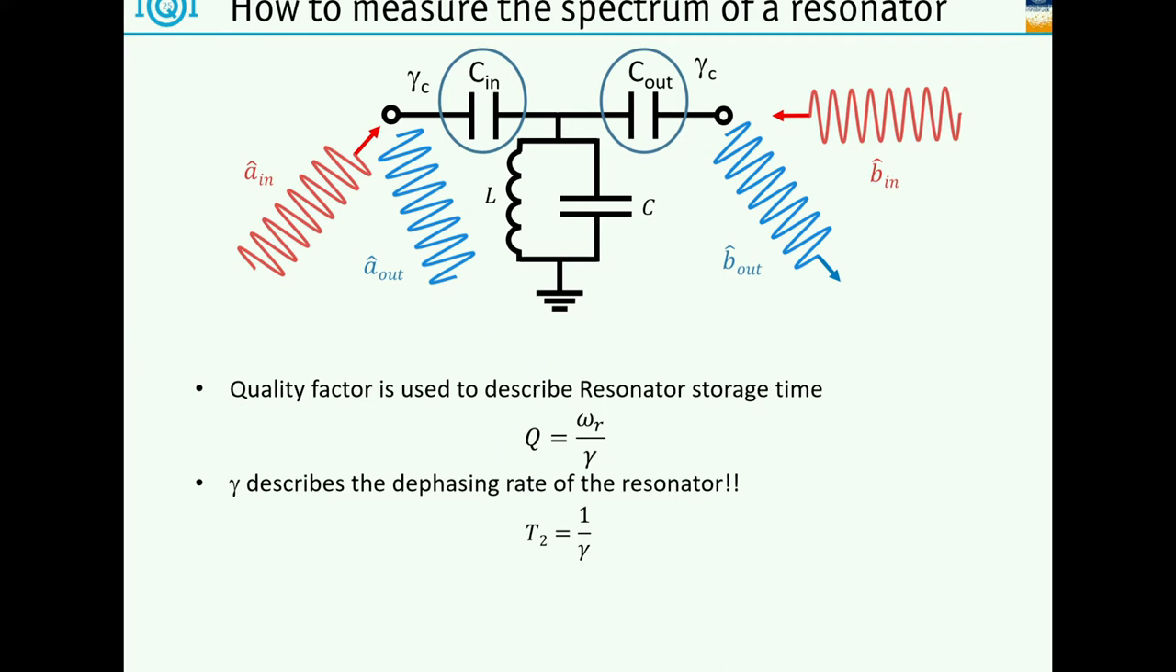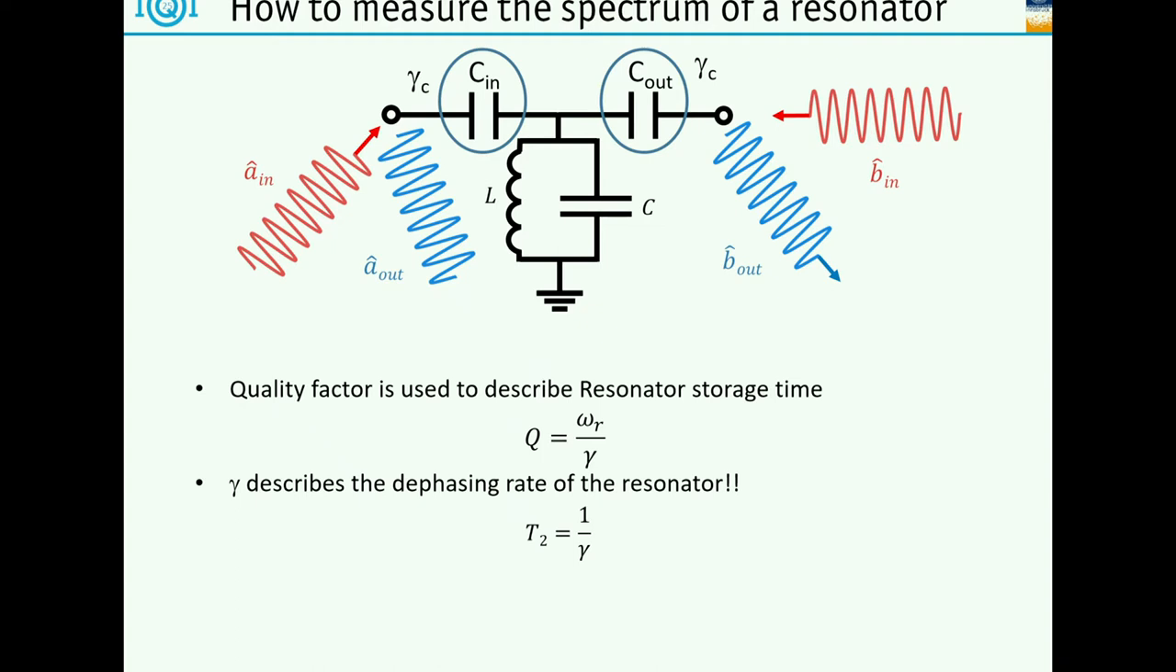Now, just to add some words very often used: people usually don't talk about loss rates necessarily. They very often talk about quality factors, but those are trivially related by taking the resonant frequency and dividing it by the loss rate. This is the so-called quality factor.